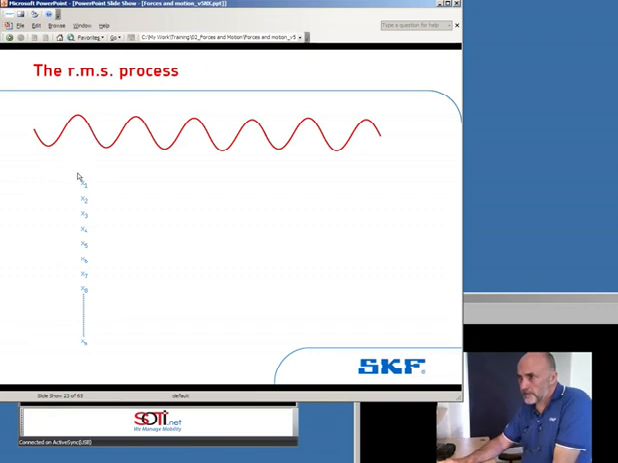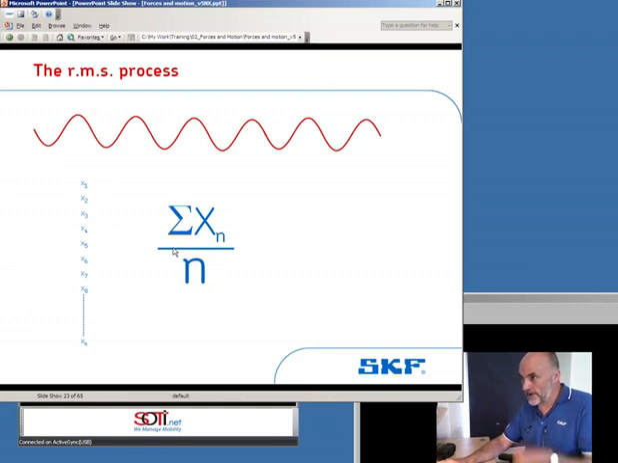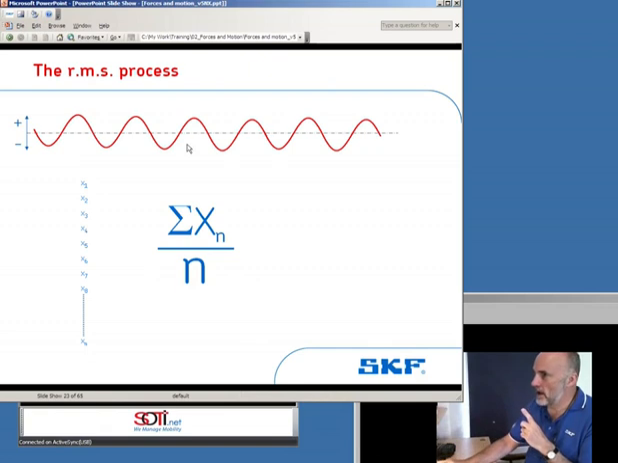So we need to take the average. How do you take the average? You add all the numbers together and you divide by the number of numbers. Now, unfortunately, this is slightly flawed because half these numbers are going to be positive and half these numbers are going to be negative. Because the pendulum is swinging, if that's your reference position, the pendulum spends half its time going that way, positive, and half its time that way, negative.